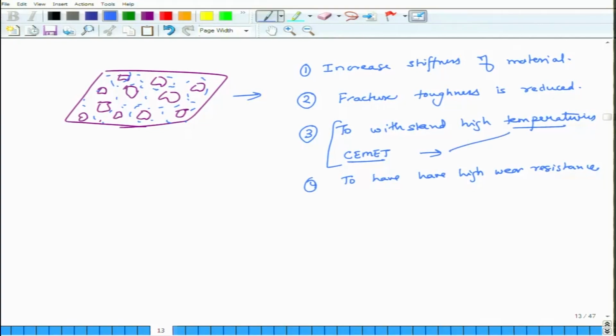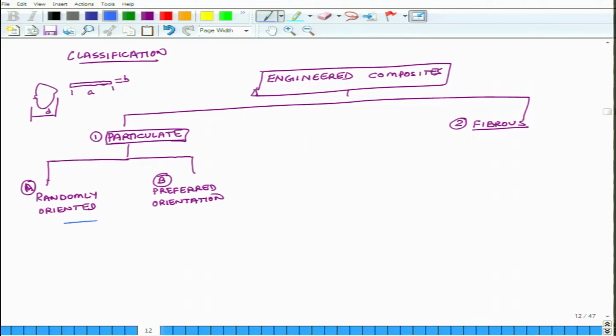So, cements do both these things, they have temperature resistance and they also have wear resistance. So, this is some basic information about particulate composites. So, we are done with this. Next, let us look at fibrous composites. Now, fibrous composites again come in two varieties.